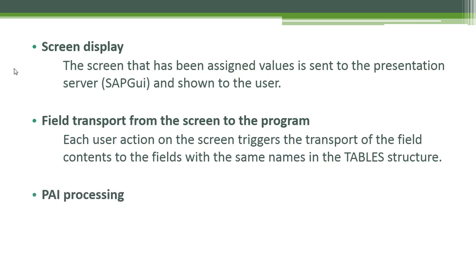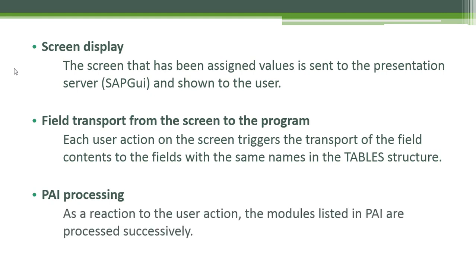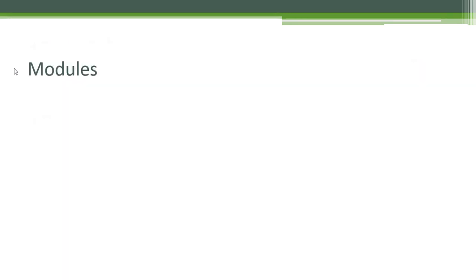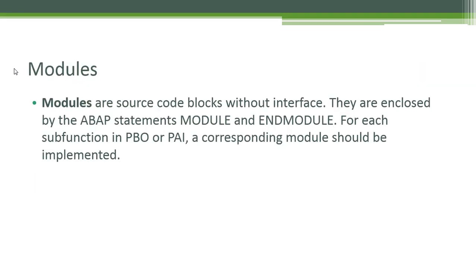PAI processing. As a reaction to the user action, the modules listed in the PAI are processed successively. The modules are source code blocks without interface. They are enclosed by the ABAP statements module and end module. For each subfunction in PBO or PAI, a corresponding module should be implemented.